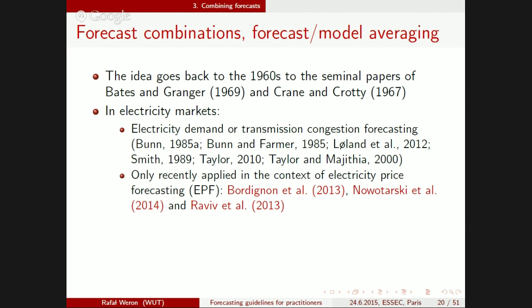In the electricity markets, in demand or transmission congestion forecasting, there are some papers. From time to time, there were papers already in the 1980s, and from time to time, something appears. However, if you look at the electricity price forecasting literature, this is really new. The first paper appeared two years ago, and there's an inflow of new papers coming in, considering how to model the distribution or the intervals of the future price process.